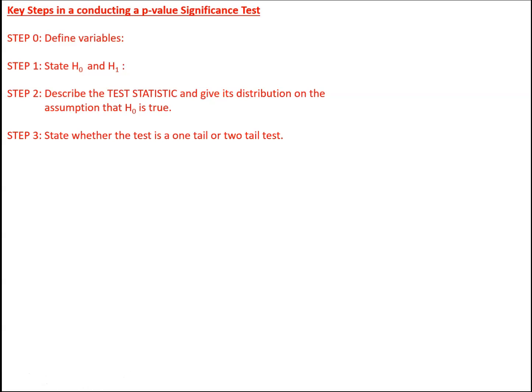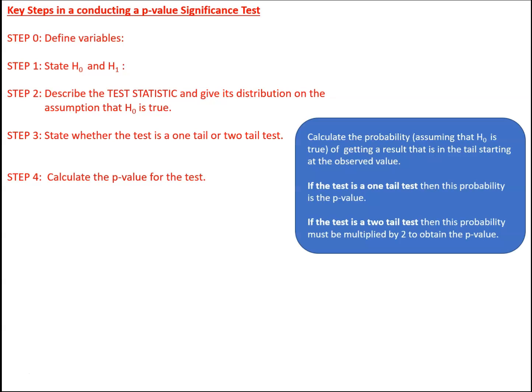Once we have done that, our fourth step is to calculate the p-value for the test. That is, we've got to calculate the probability, assuming that the null hypothesis is true, of getting a result that is in the tail starting at the observed value. If the test is a one-tail test, then this probability is the p-value. On the other hand, if the test is a two-tail test, then this probability must be multiplied by 2 to obtain the p-value.